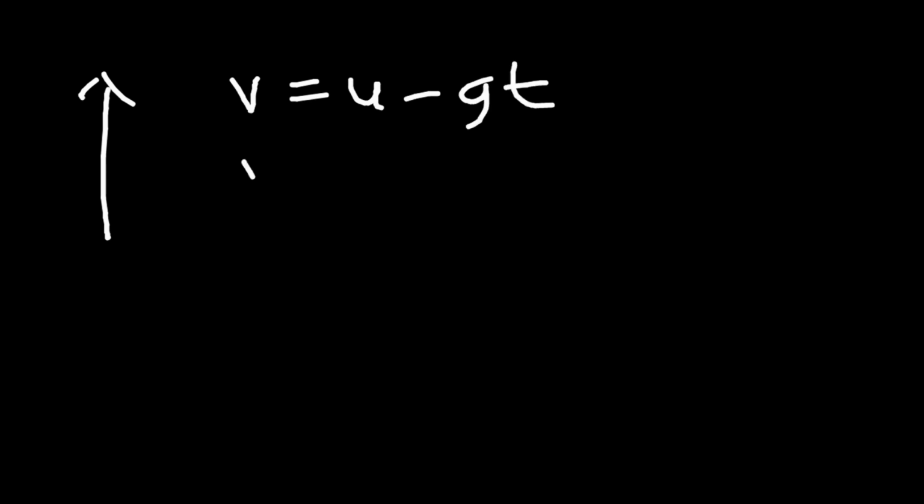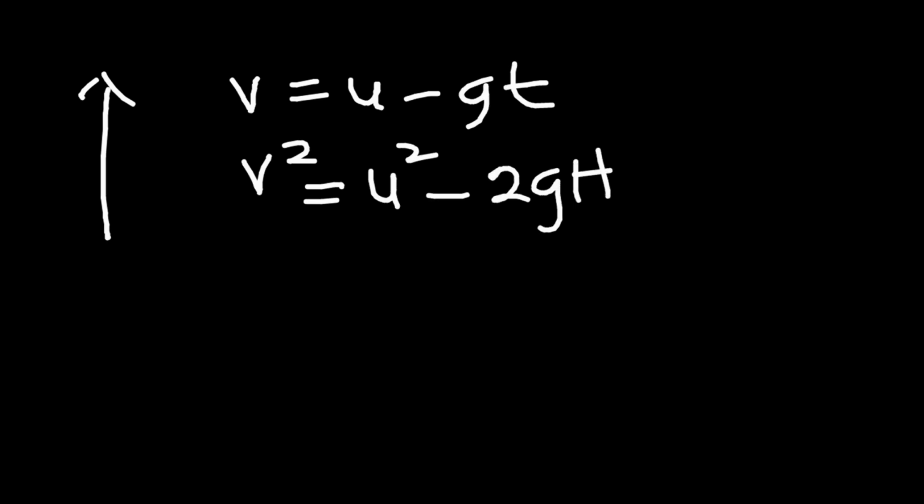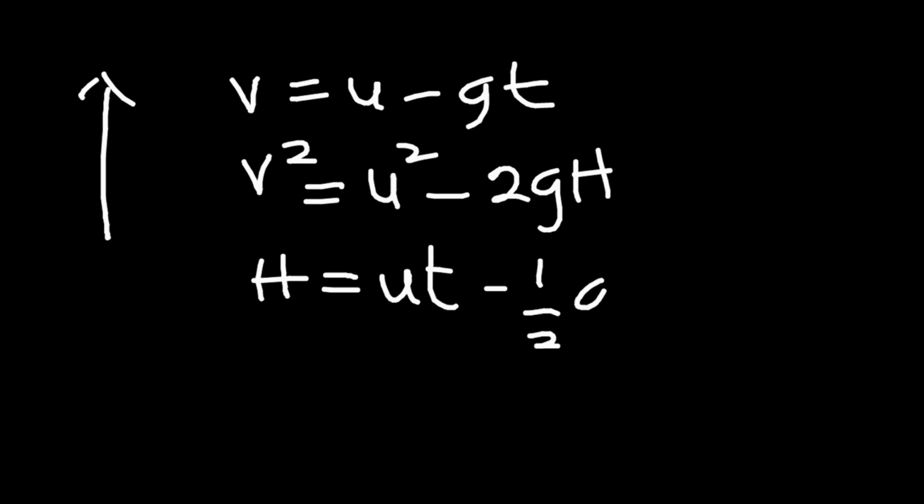Thus, the equations of motion to be used for motion under gravity are as follows. 1. Let's consider the upward moving body. In this case, we shall have the following. 1. v equals u minus gt, v squared equals u squared minus 2gh, and lastly, h equals ut minus half gt squared.